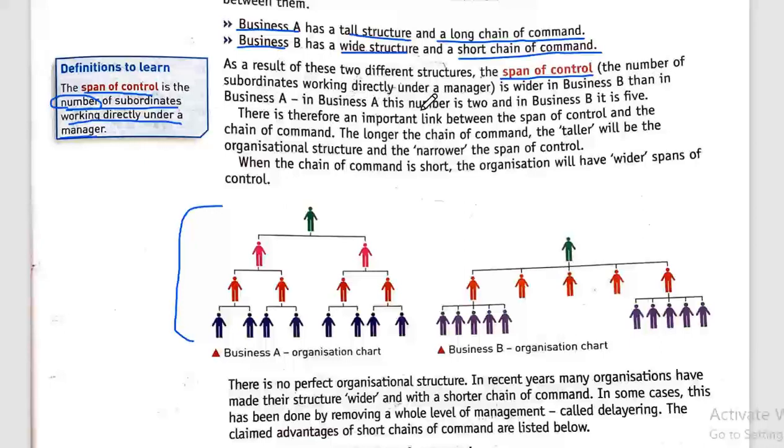So in business A, this number is 2, and in business B, it is 5. Here, this person is responsible for only 2. Meanwhile, in business B, this person is responsible for 5, or the span of control is 5.